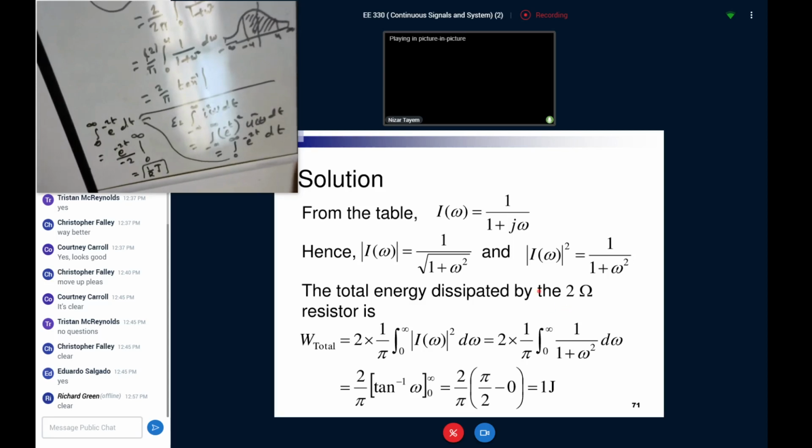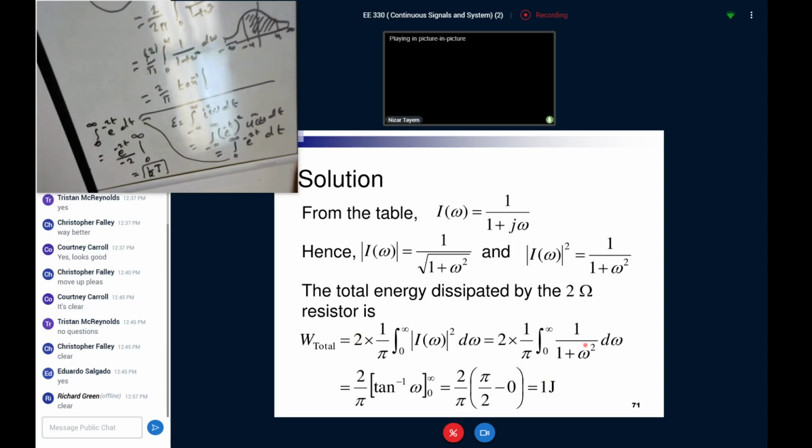So then here he's assuming a 2 ohm resistor. That's where his 2 is coming from. If you don't have the 2 here, what are you going to get? You're going to get 1/2 joule. So it is much easier to use the time domain to find the energy rather than the frequency domain.